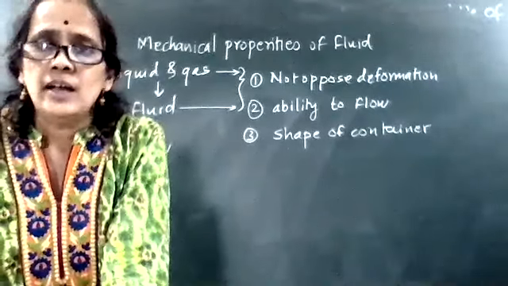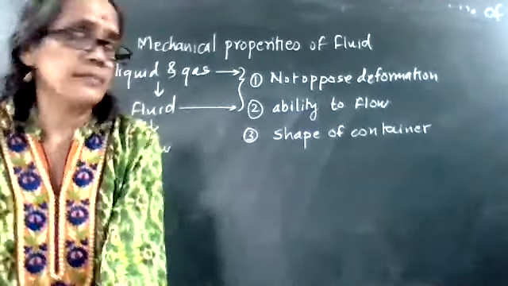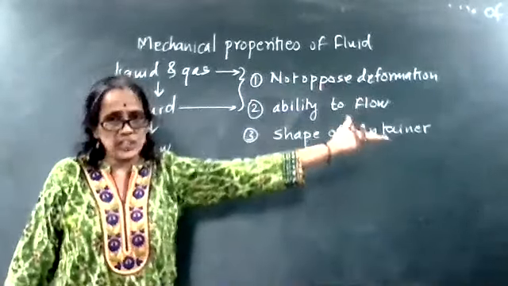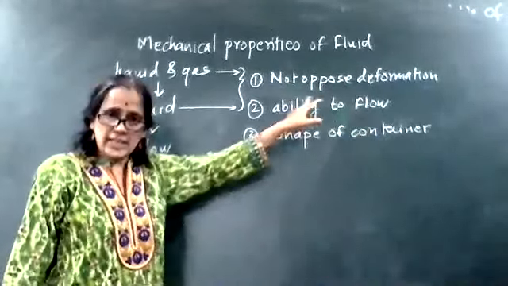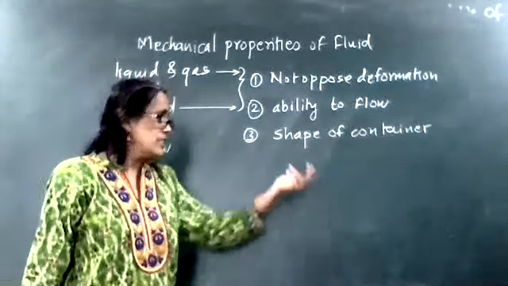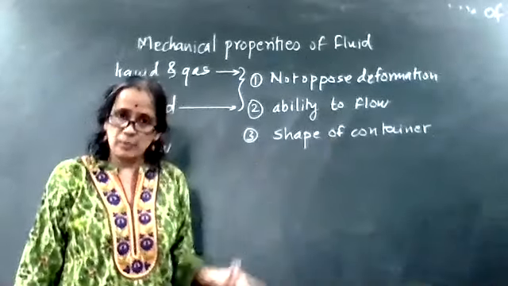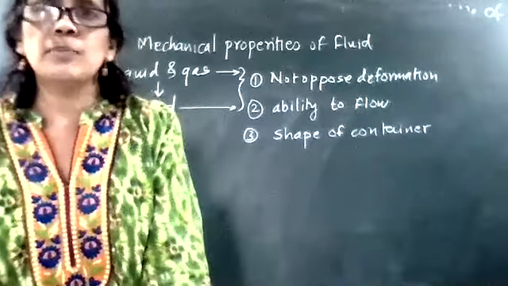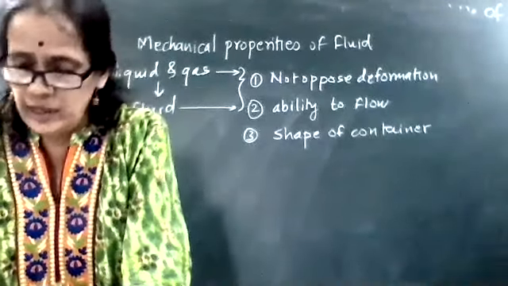Now, as it is compressible, it undergoes deformation, which means there is a change in density. It has the ability to flow, which means velocity might not remain constant, and it will take the shape of the container. Clear? So these are the basic properties of the fluid.